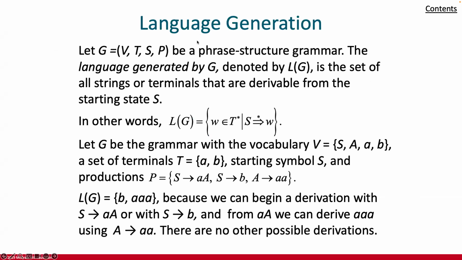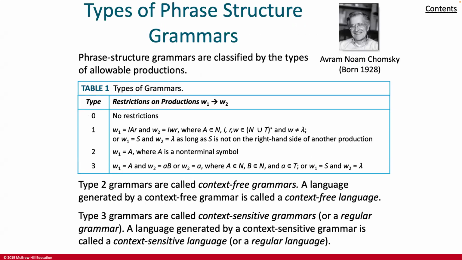Well, what about language generation? This is one of the things that we would want to be doing with computational abilities. So let G equals (V, T, S, P) be a phrase structure grammar. The language generated by G, denoted by L(G), is the set of all strings of terminals that are derivable from the starting state S. So this just gives us some more information about how we can go about thinking of language generation. I'm not going to read all of this, but continue to be thinking through these details.